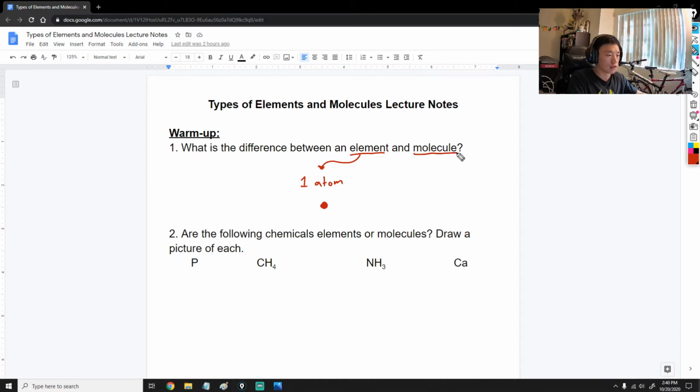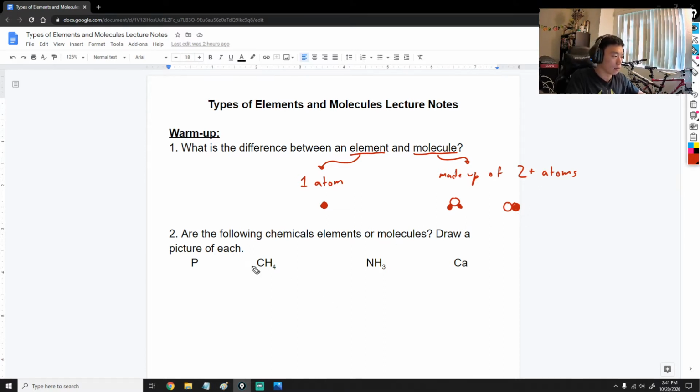Okay? And the difference is that a molecule is made up of two or more, so 2 plus atoms. An example of a molecule might look something like this. You might have 3 atoms stuck together, or 2 atoms stuck together, or a bajillion atoms stuck together. The more complex chemicals that exist have a lot more atoms linked together.